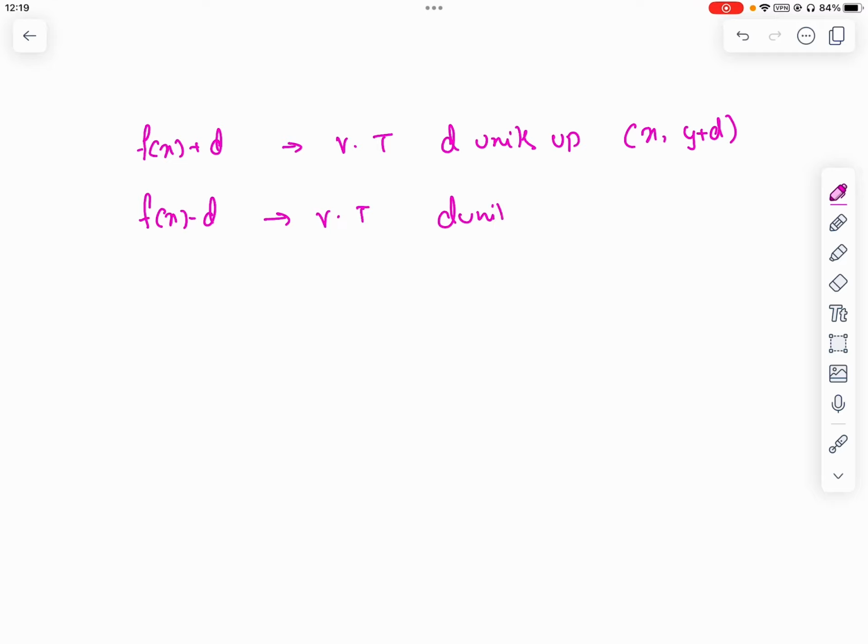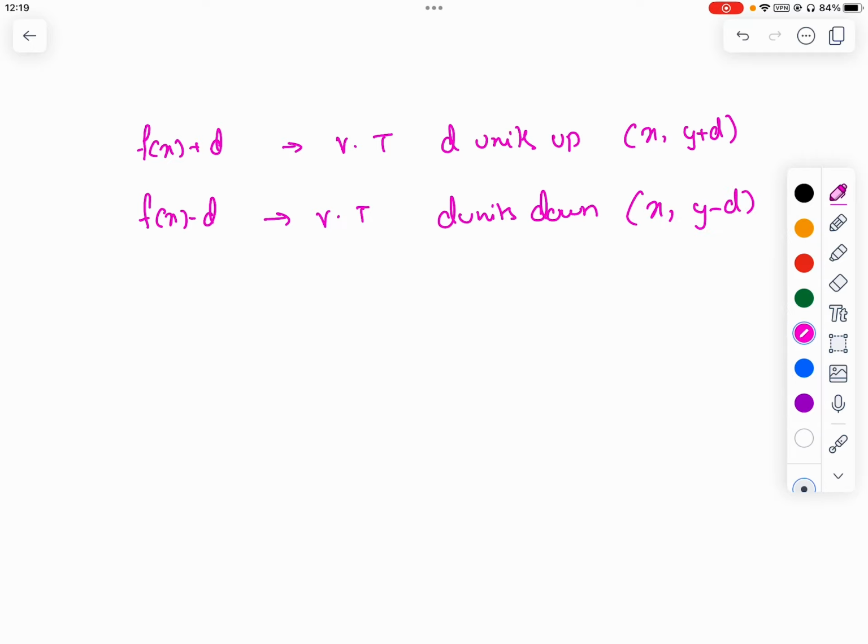So f of x plus d is going to be a vertical translation by d units. In that case, x comma y plus d. Then if it is f of x minus d, it is a vertical translation d units. This was up and this is d units down, x comma y minus d.